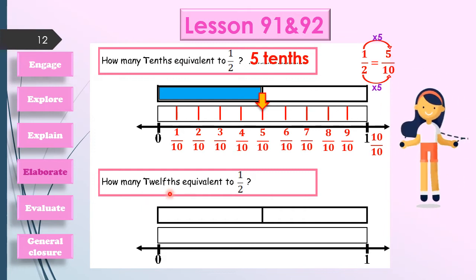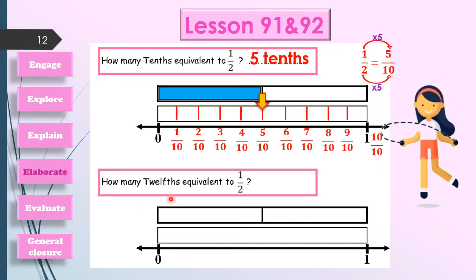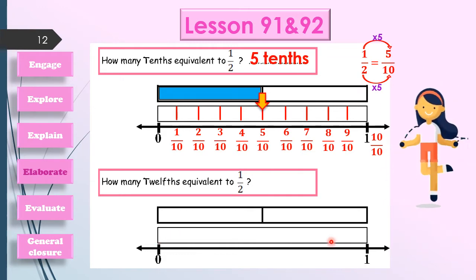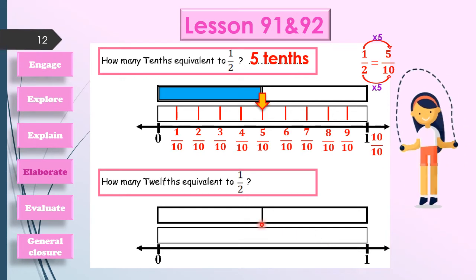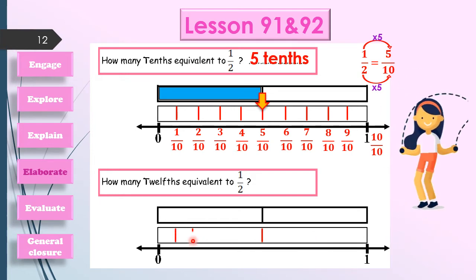Let's go here. How many twelfths are equivalent to half? Twelfths mean I will divide this fraction strip into 12 equal parts, like this, starting from half. Then divide each part into 6 equal parts, like this.